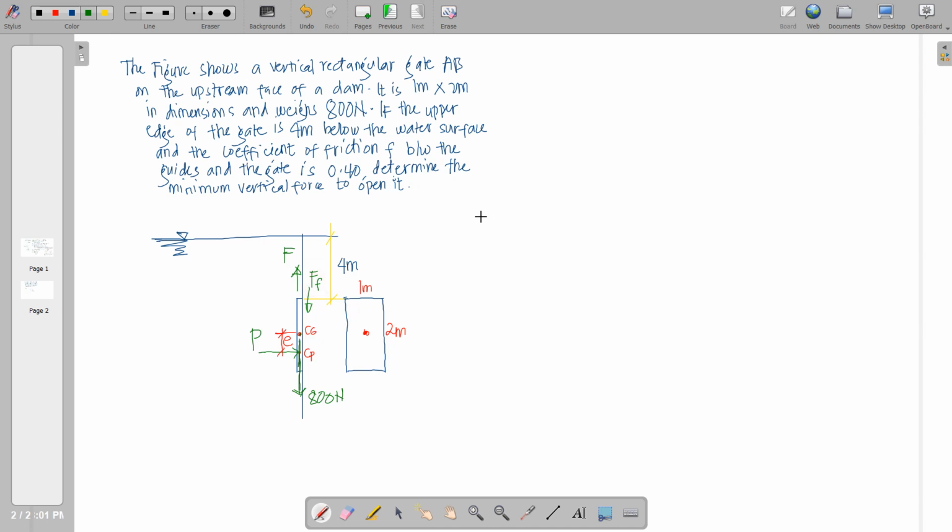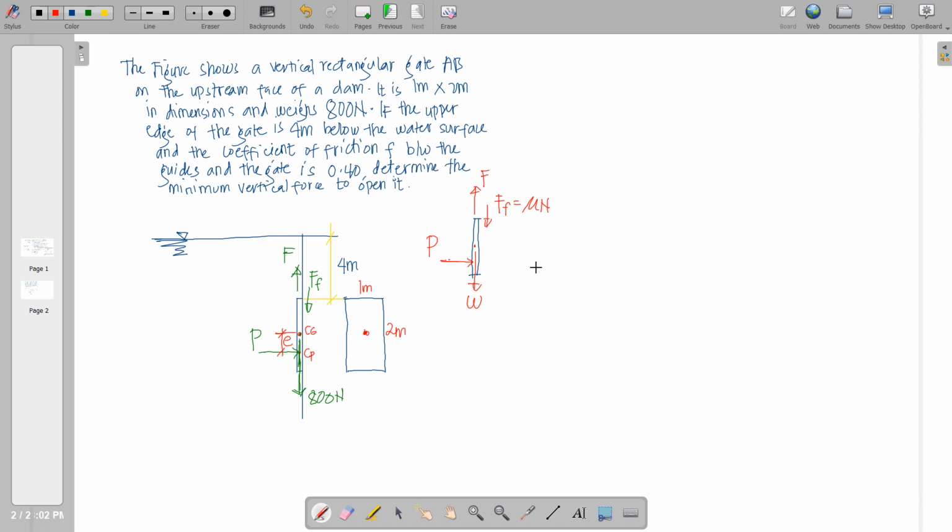So to have our free body diagram, let us consider here the gate, and from this gate we will have this center of gravity, and then below that will be the hydrostatic force P. Then we have here the weight of the gate, the force required to open the gate, and here the frictional force F sub F. And then from that we know that F sub F is mu times the normal force.